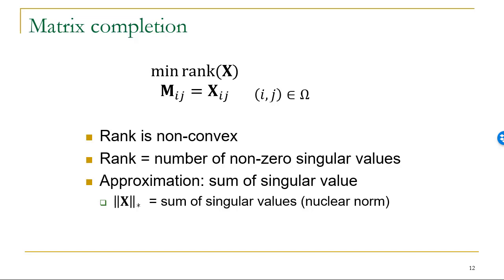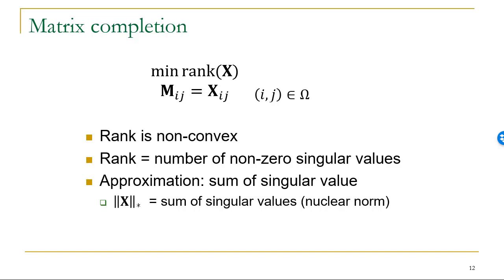So we can approximate the objective with the sum of absolute values of the singular values. Now of course singular values are already all non-negative by definition, so the relaxed problem entails finding X such that its sum of singular values is minimized. This is called the nuclear norm of matrix X, denoted by this subscript star. It is the sum of singular values of X.